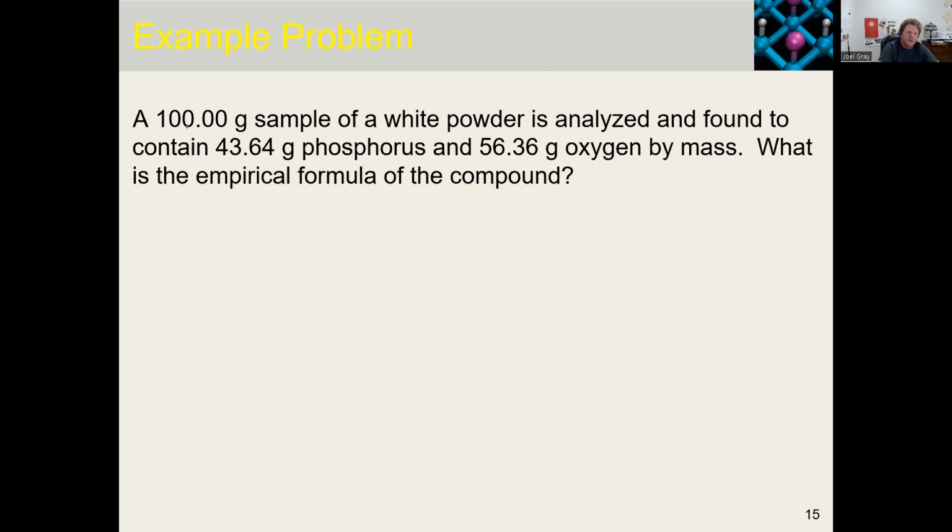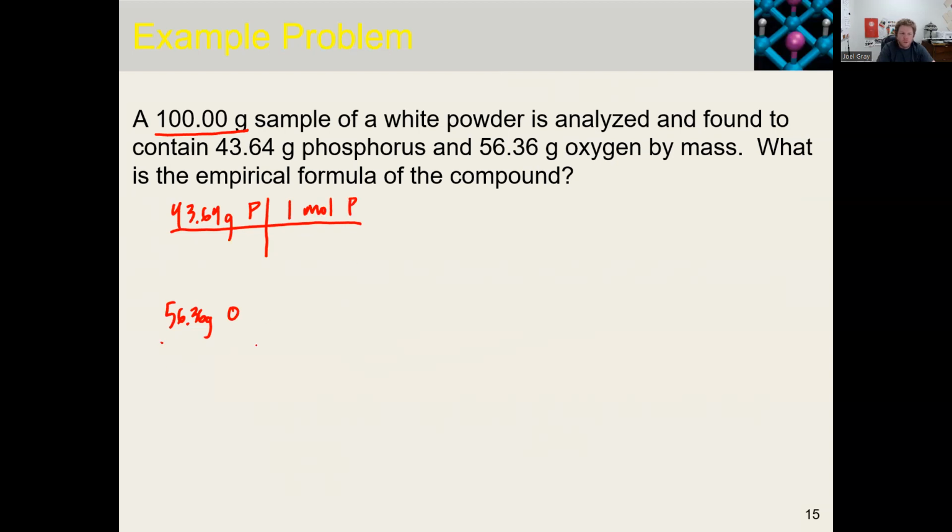So here we have a 100-gram sample of a white powder, and it's analyzed to find that it is 43.64 grams phosphorus, and it is 56.36 grams oxygen by mass. What is the empirical formula of these? First of all, you can look at these two quantities and add them up, and it comes out to 100 grams.